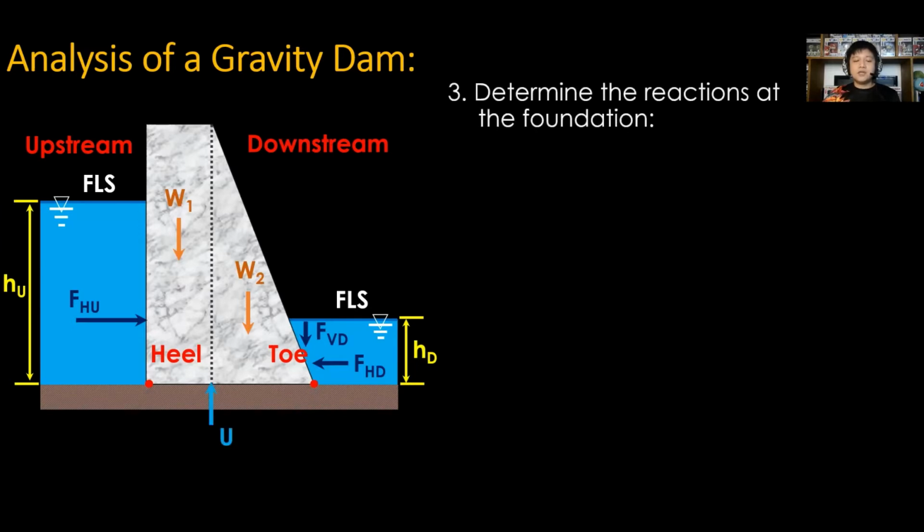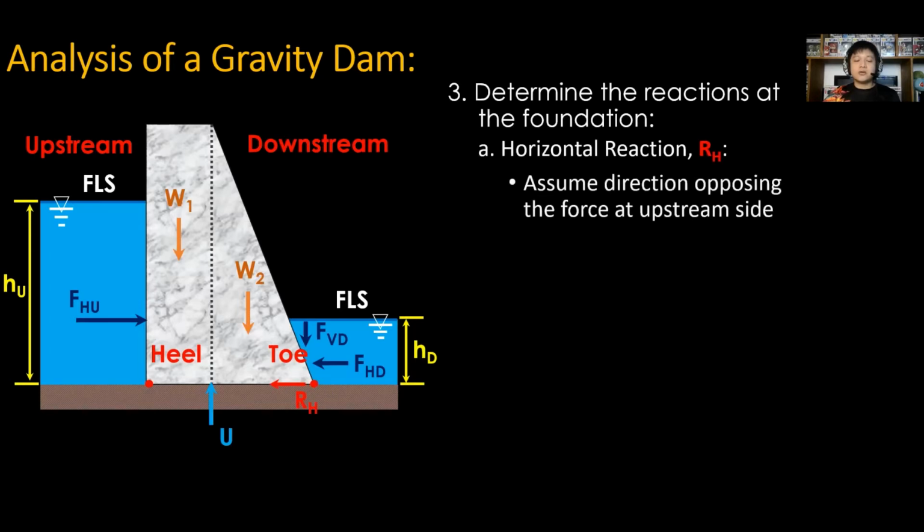The third process is to determine the reactions at the foundation. For horizontal reaction or R sub H, assume direction opposing the force at the upstream side. Now, let us apply sum of forces horizontal equal to 0. Due left is equal to due right forces. Forces that are due left are R sub H and F sub HD, while force due right is F sub HU. Rearrange, therefore, R sub H is equal to F sub HU minus F sub HD.